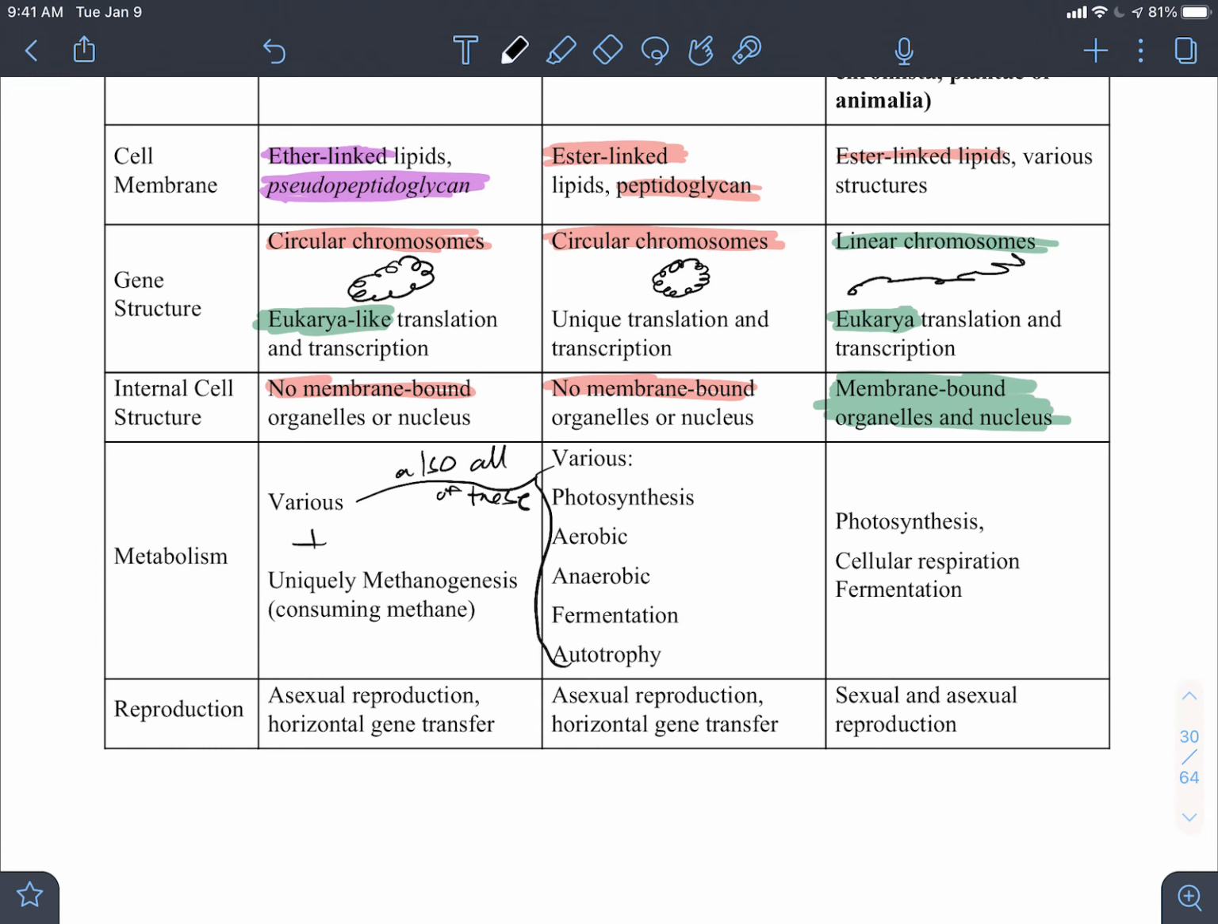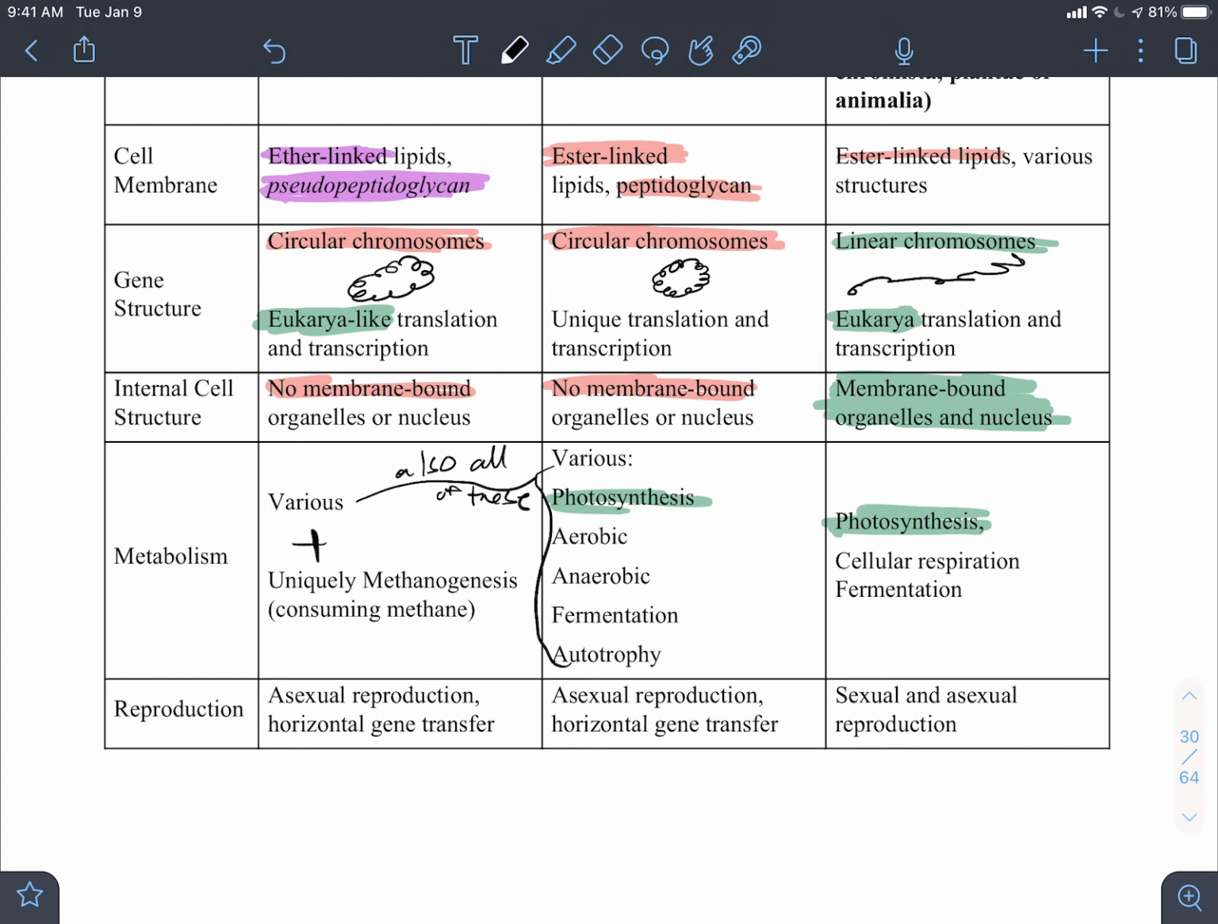And then we also have on the other side the photosynthesis, which we do see in some bacteria. There are some photosynthetic bacteria, so we do have something that's shared here. Metabolism is all over the place. We can say that it's not a really good defining feature between the three groups.